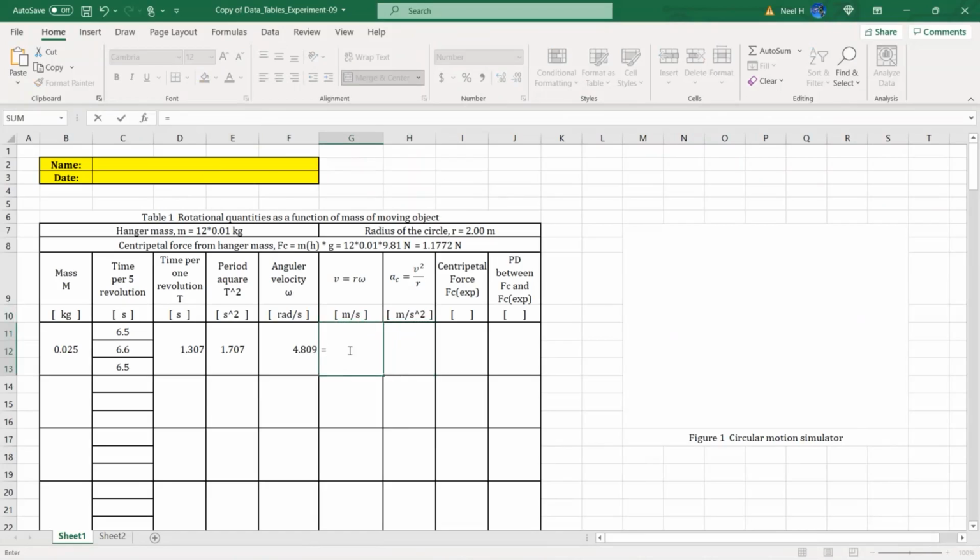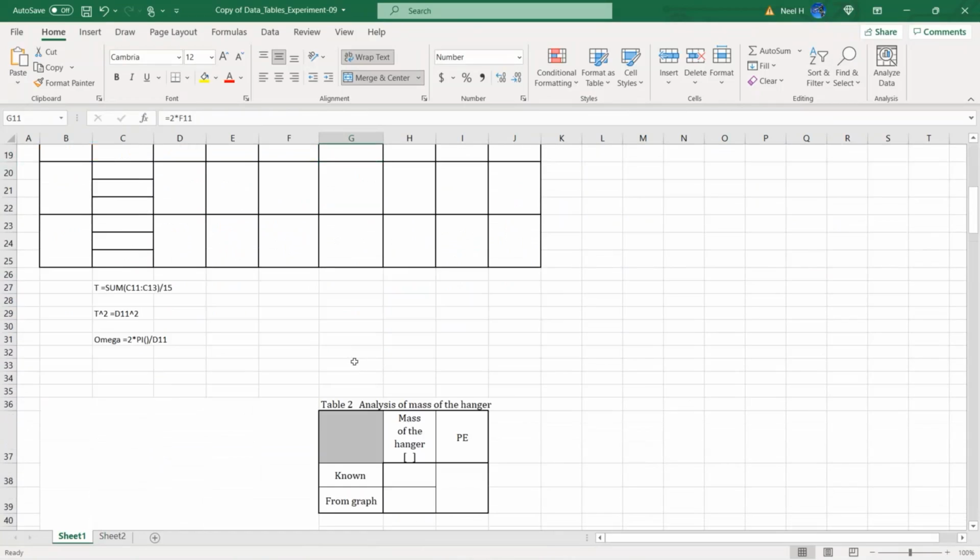V is equal to R omega. R in this case remains constant, 2 times the omega we calculated here. And see, omega represents actually how many circles per second. So that's really how much the rotation changes per second. So that's actually a really considerably large number.